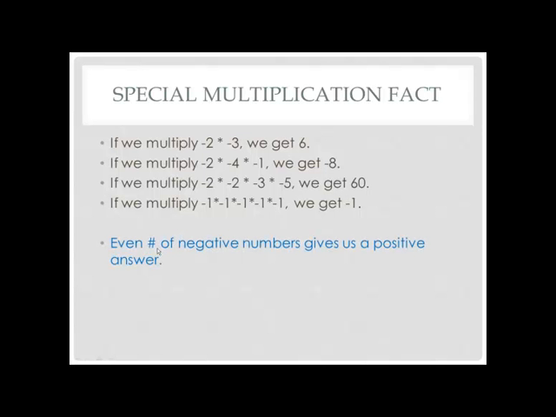So let's see, if we have an even number of negative numbers being multiplied, it's going to give us a positive answer, as we had here and here. And just the opposite of that, if we have an odd number of negative numbers that are being multiplied, it's going to give us a negative answer. So that's just a special little multiplication fact for you.